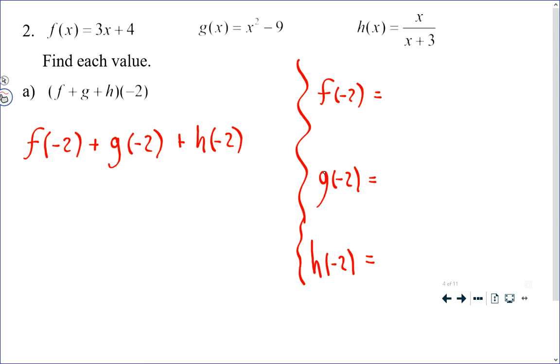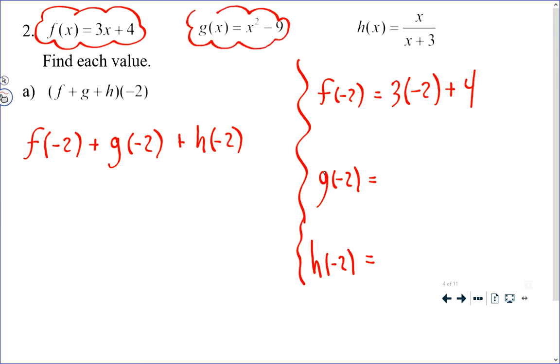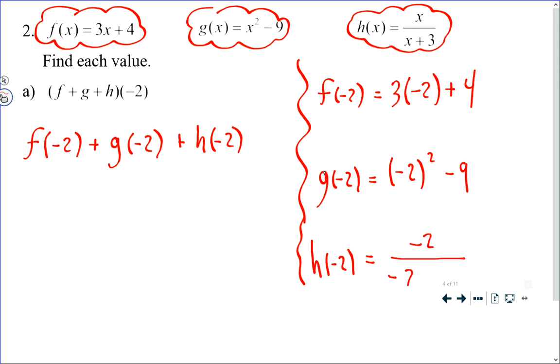So I'm looking right now at f of x equals 3x plus 4. That means f of negative 2 is 3 times negative 2 plus 4. If g of x is x squared minus 9, then g of negative 2 is negative 2 squared minus 9. H of x is x over x plus 3, which means h of negative 2 is negative 2 over negative 2 plus 3. And we can calculate all 3 of these. It's not a big deal.